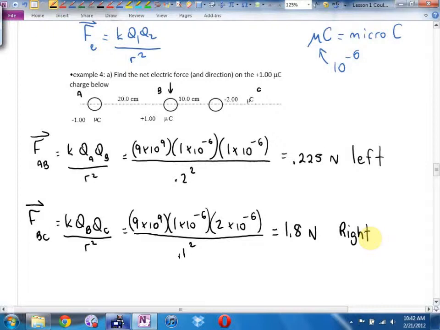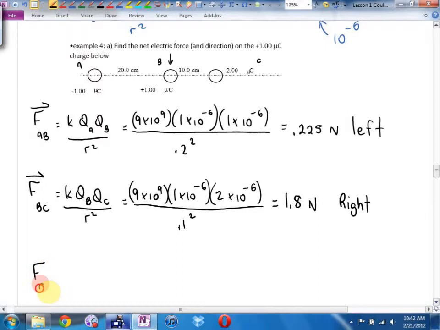Is that okay so far? That means that my net or overall force is going to be, am I going to add these together or go bigger minus smaller? Bigger minus smaller. What direction here? So am I going to add them together or subtract them? Right, I'm going to go bigger minus smaller to get the net force. If they were in the same direction, I would add them.